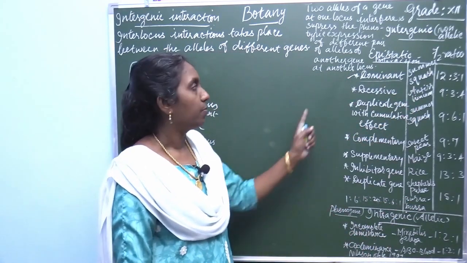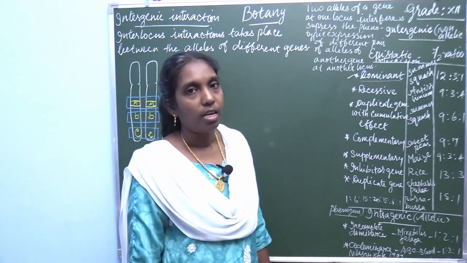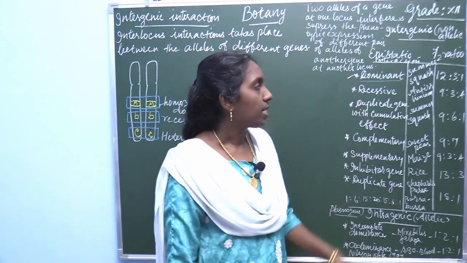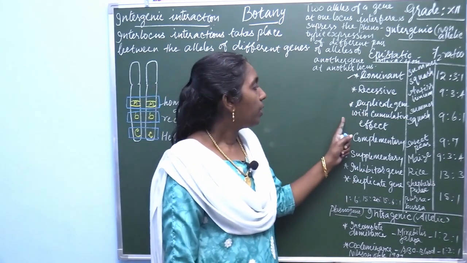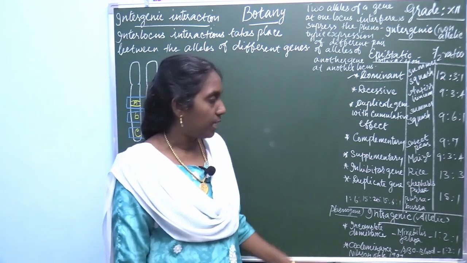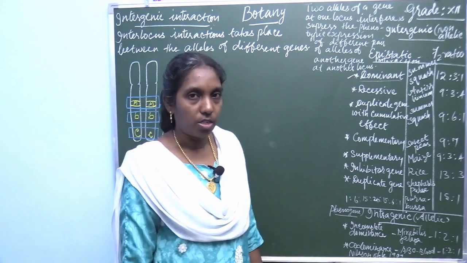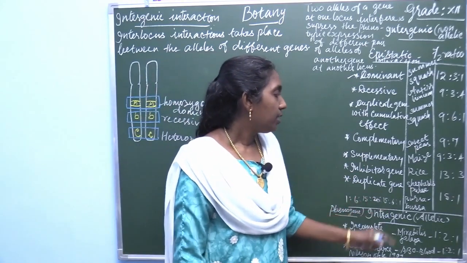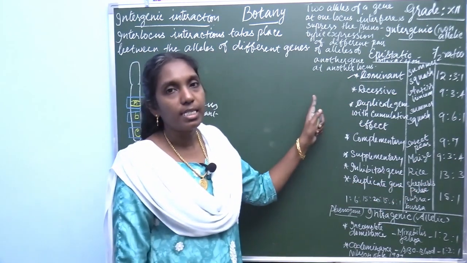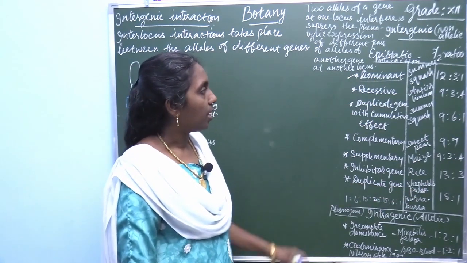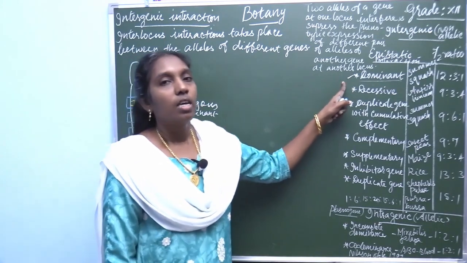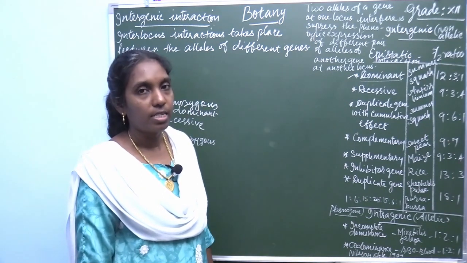There are different examples. Dominant epistasis, the example is summer squash. It works in summer squash and gives the ratio 12:3:1. Recessive epistasis, example Antirrhinum. Duplicate gene with cumulative effect, again color of the fruit, summer squash. Complementary epistasis, sweet peas. Supplementary epistasis, maize. Inhibitor gene epistasis, example rice. Duplicate gene epistasis, shepherd's purse, that is Bursa. So all these examples are epistatic interactions. In epistatic interactions, you are going to learn one example, that is dominant epistasis. Example, summer squash, the fruit color of summer squash.